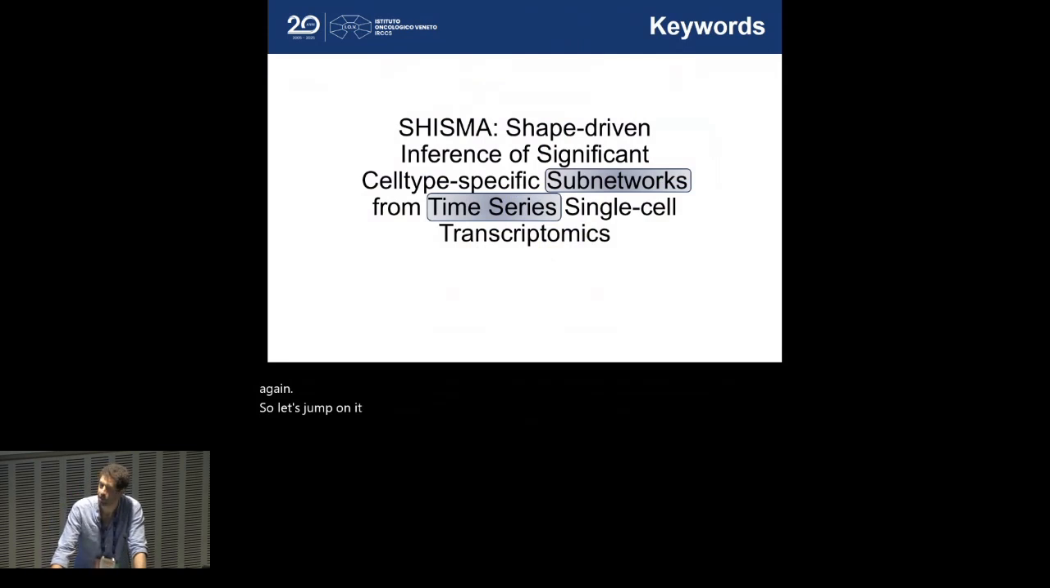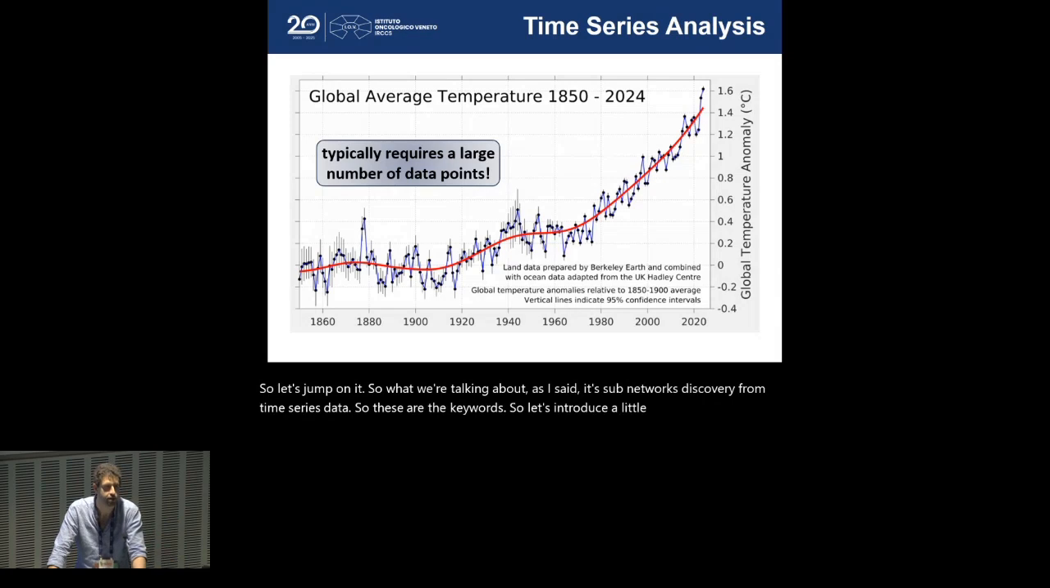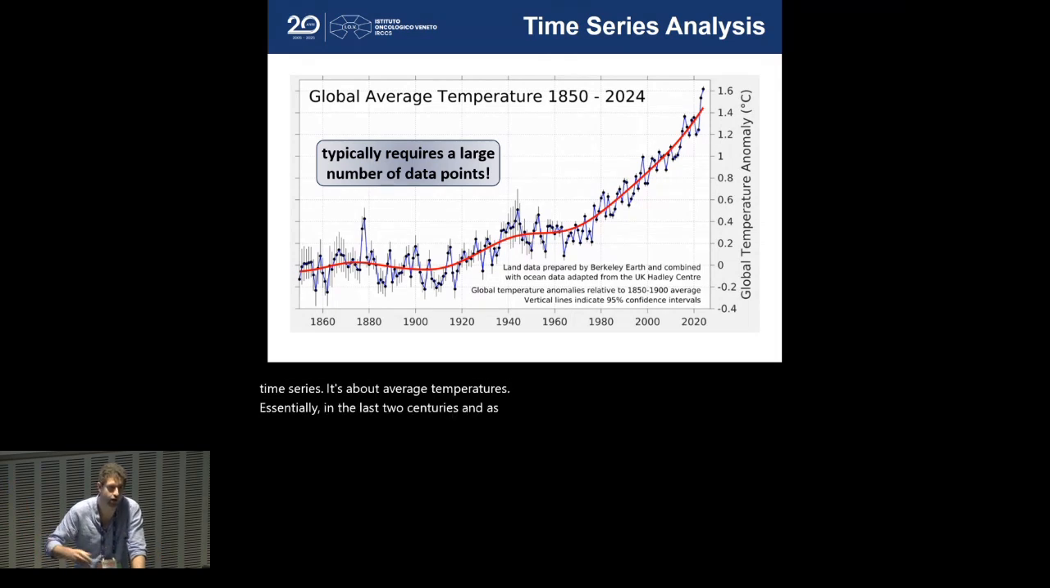So what we're talking about, as I said, is subnetworks discovery from time series data. These are the keywords. Let's introduce a little bit about time series analysis, but not too much, because I'm pretty sure you know about time series. This is a time series. It's about average temperatures essentially in the last 2 centuries. And as you see, it's really long. I mean, it's taken continuously.